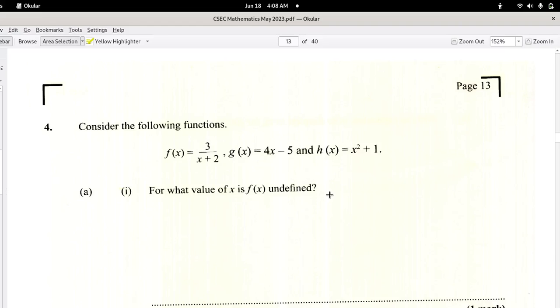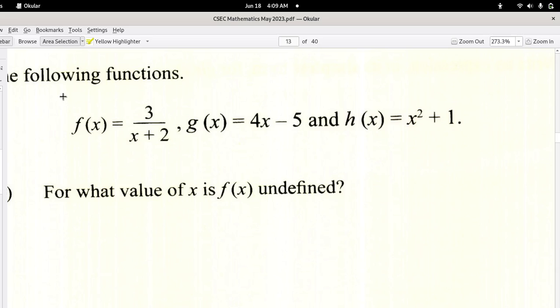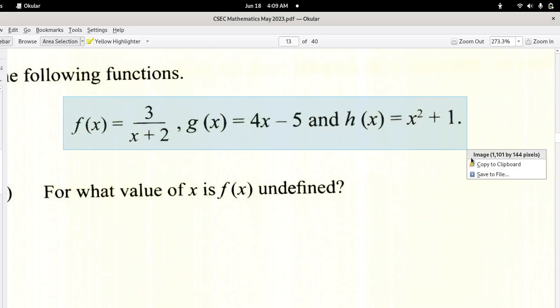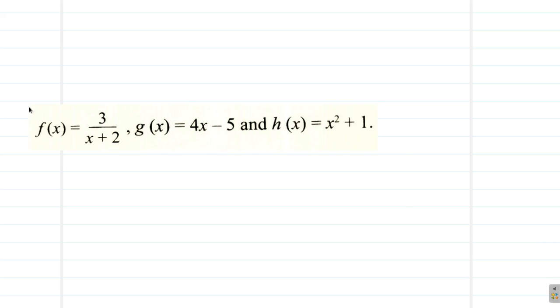We are at question 4 of the May 2023 CSEC mathematics paper. Now, we consider the following functions. f of x equals 3 over x plus 2, g of x is 4x minus 5, and h of x is x squared plus 1. I'm just going to copy the functions themselves and paste them on our whiteboard here.